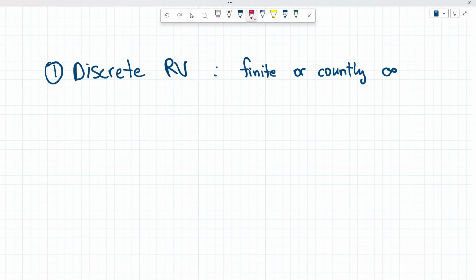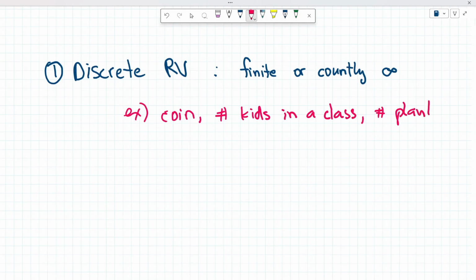So let's look at some examples that would be this case. Here we see the coin as an example. We can say the number of kids in a class would be another example, or the number of plants in your house. These are all things that you can count. And these you can also think of more mathematically. They can be integers, our natural numbers, our whole numbers. So we can count these numbers.